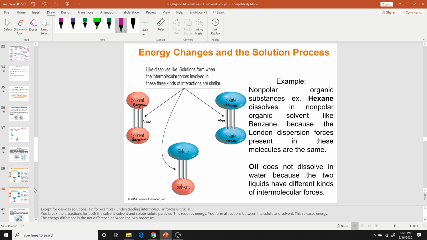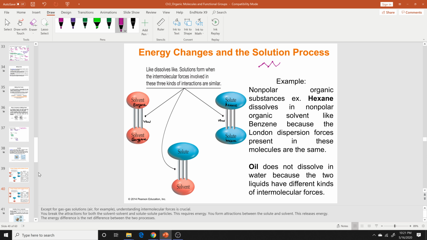So like dissolves like. On the other end, if I have hexane and I have benzene, hexane is nonpolar. Nonpolar hexane dissolves in nonpolar benzene. So hexane is basically a chain of 6 carbons. This is what a hexane is. It's an alkane chain of 6 carbons: 1, 2, 3, 4, 5, 6 over here.